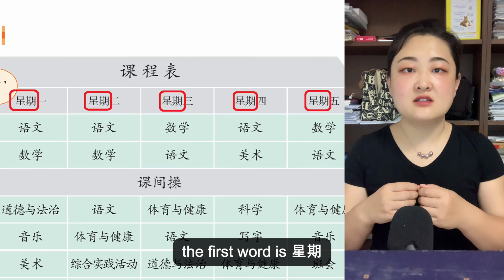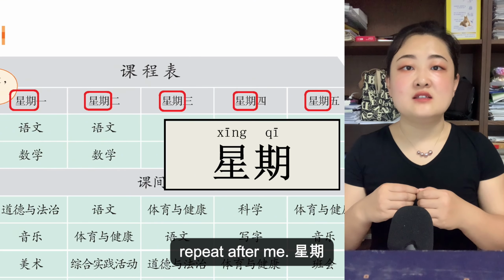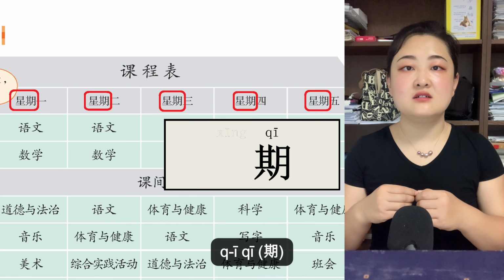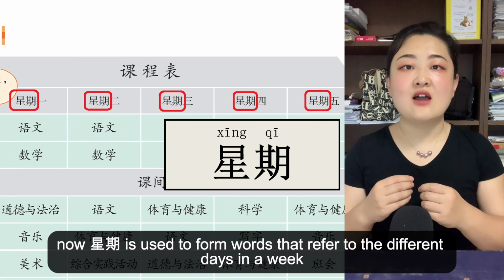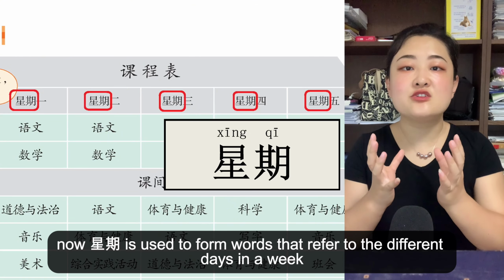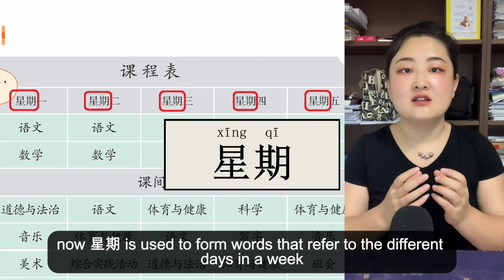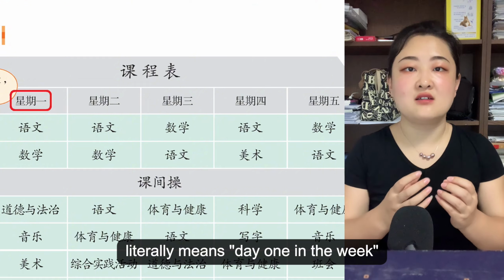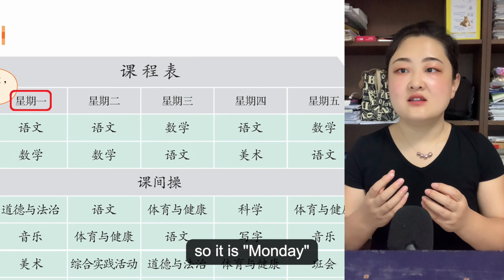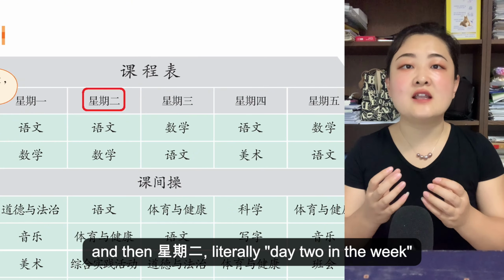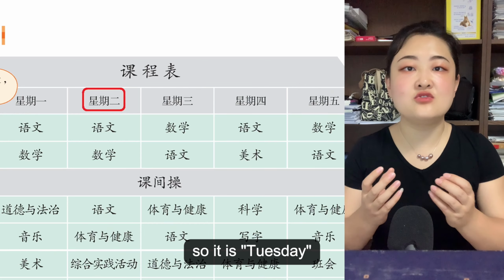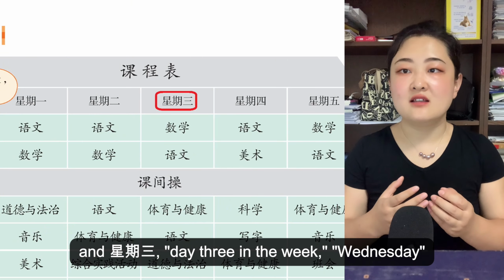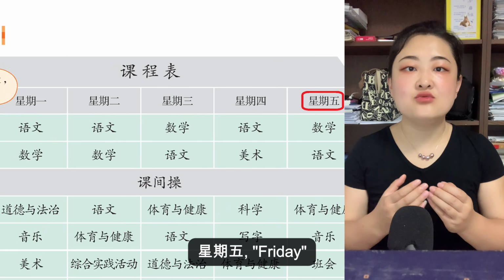The first word is 星期. Repeat after me. 星期. Now, 星期 is used to form words that refer to the different days in a week. Like 星期一 literally means day 1 in the week. So it is Monday. And then 星期二 literally day 2 in the week. So it is Tuesday. And 星期三 day 3 in the week. Wednesday. 星期四 Thursday. 星期五 Friday.